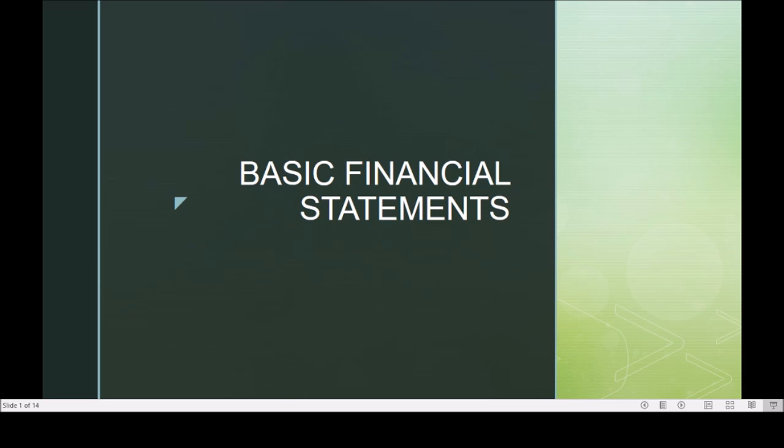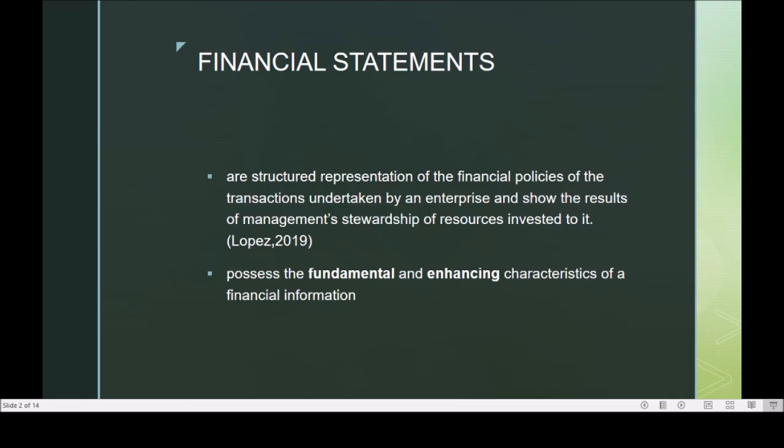financial statements of accounting. It is because the basic financial statements will be our basic and a source of other topics that will be discussed in the following chapters. Okay? So let us define first what are financial statements. Financial statements are structured representation of the financial position and the transactions undertaken by an enterprise and show the results of the management's stewardship of resources invested to it.